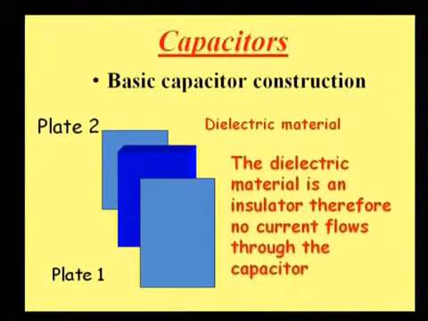Now this is the construction of a capacitor, how the capacitor is formed. These are the two conducting plates, plate 1 and plate 2, and between the two plates we place the dielectric material. Dielectric material is nothing but a kind of insulator. Due to that, no current can flow from plate 1 to 2 or plate 2 to 1. So through the dielectric material, no current can flow through the device.